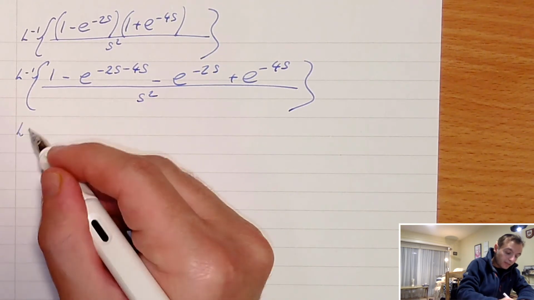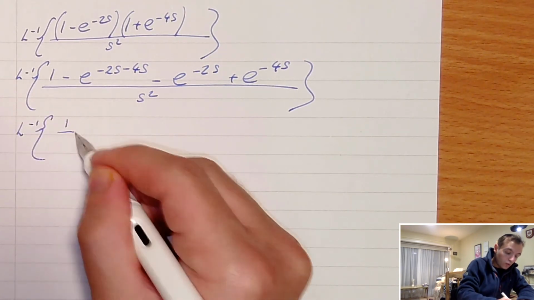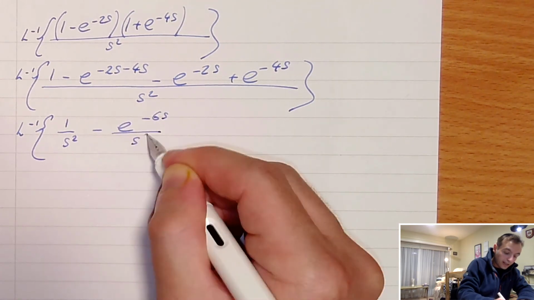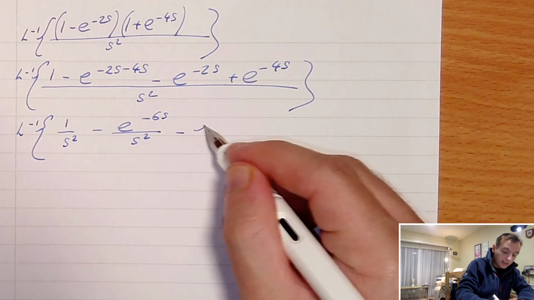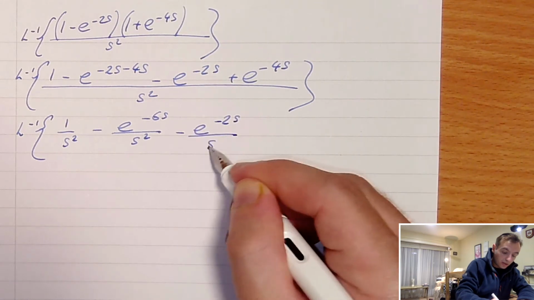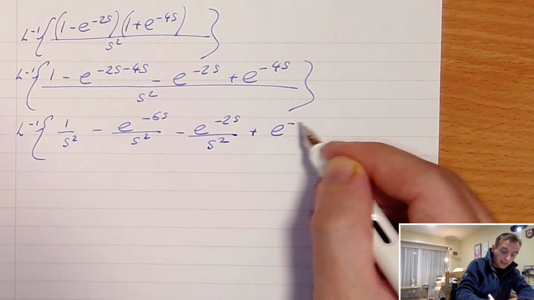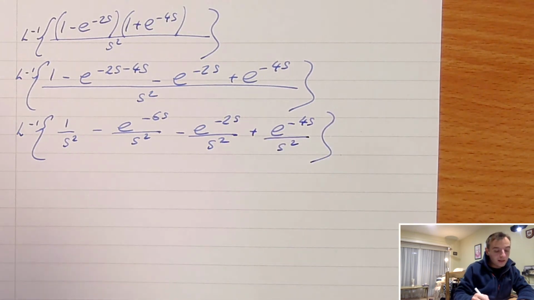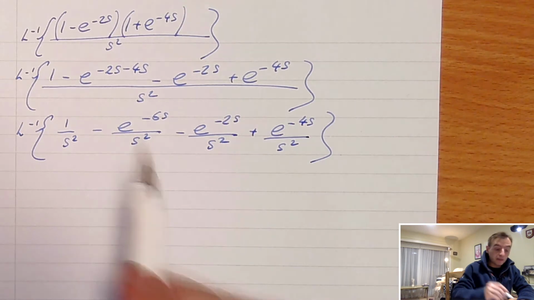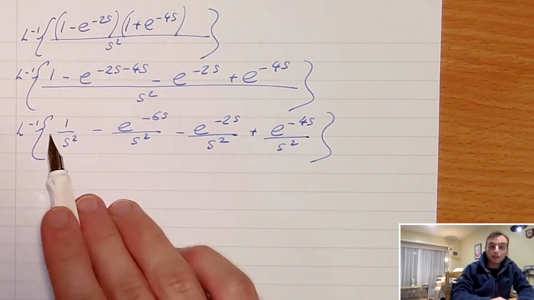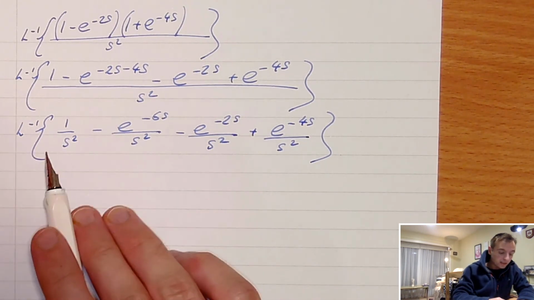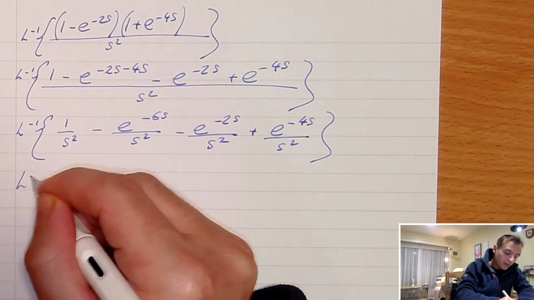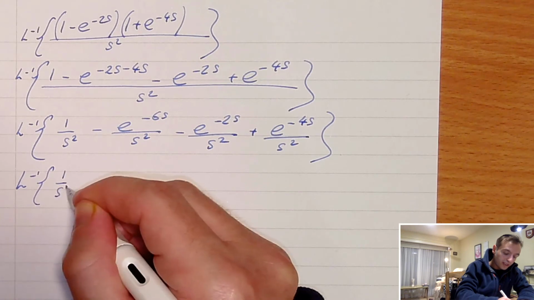So that becomes the inverse Laplace of 1 on s squared minus e to the minus 6s on s squared minus e to the minus 2s on s squared plus e to the minus 4s on s squared. So utilizing the principle of linearity, we can say that the inverse Laplace transform of this whole thing is going to be identical to the inverse Laplace transform of each individual component. So let's work out the inverse Laplace transform of each individual component.